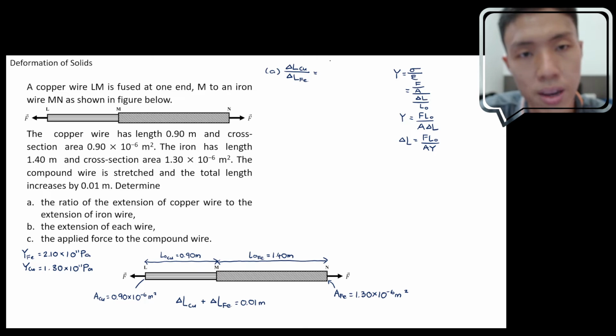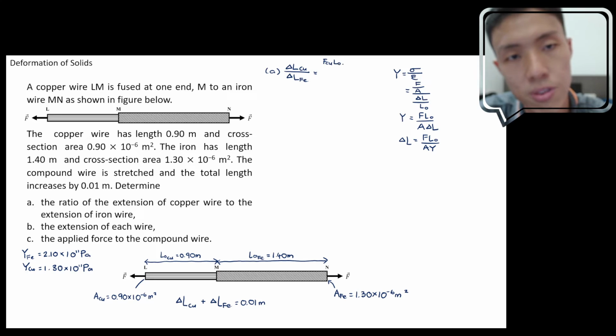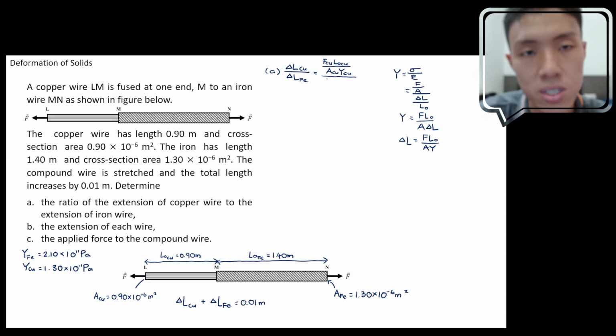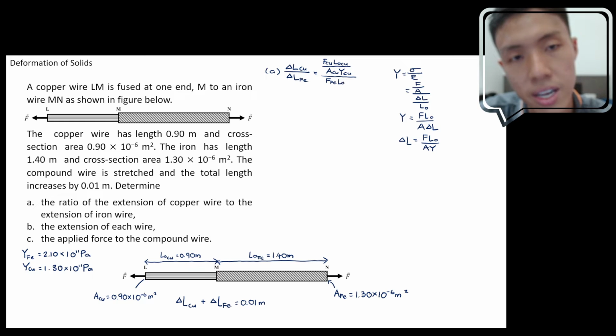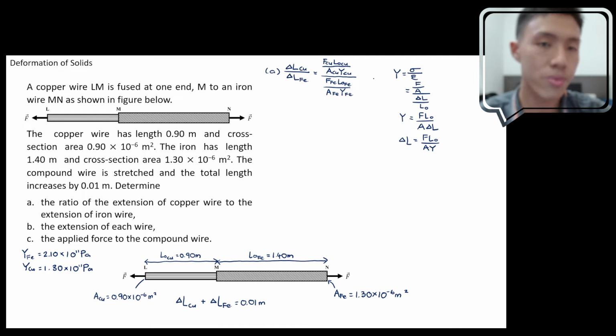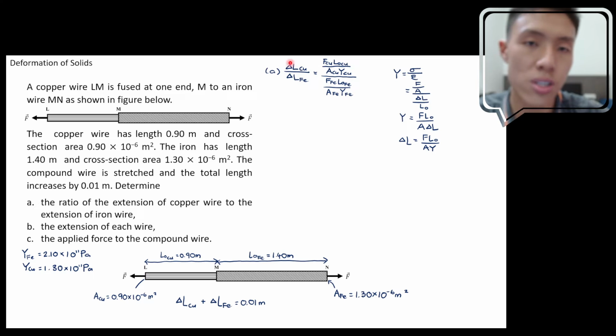So up there we have copper, so you have your force experienced by the copper wire, your original length of the copper wire divided by the cross-sectional area of the copper wire, divided also by the Young's modulus of the copper wire. So this is upstairs. What happened downstairs is for iron, so you have force experienced by the iron wire, the original length of the iron wire, the cross-sectional area of the iron wire, and lastly the Young's modulus of the iron wire. Okay, so this is how you find the ratio between the copper and the iron by rearranging this equation, making the extension as our subject over here.